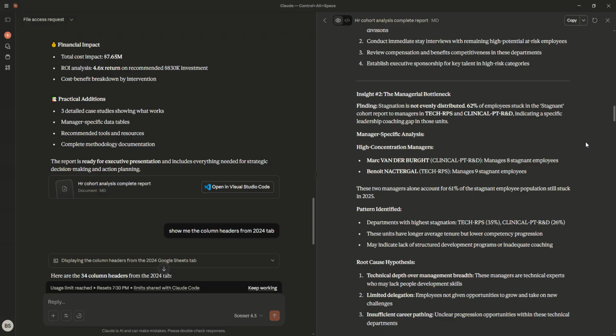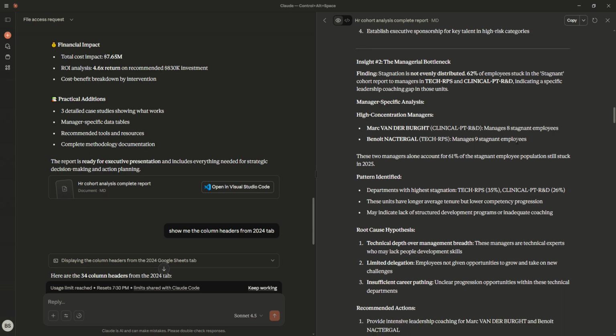Now let's move on to the next insight, which is the managerial bottleneck. Here you can see the findings. Stagnation is not evenly distributed. 60% of the employees stuck in the stagnant cohort report to managers in tech RPS and clinical PT R&D departments, indicating a specific leadership coaching gap in their units. You can see the high coordination managers.